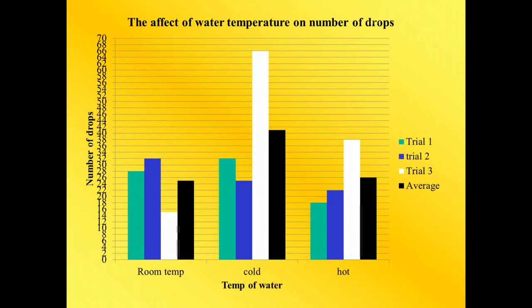Here's an example. Let's say we tested the effect of water temperature on the number of drops. Once we've put our x and y axis on the paper, we need to make sure that we have labels. Our dependent variable was number of drops. Our independent variable was the temperature of the water. Notice I have both the overall independent variable and I have the separate categories. We tested room temperature water, cold water, and hot water.